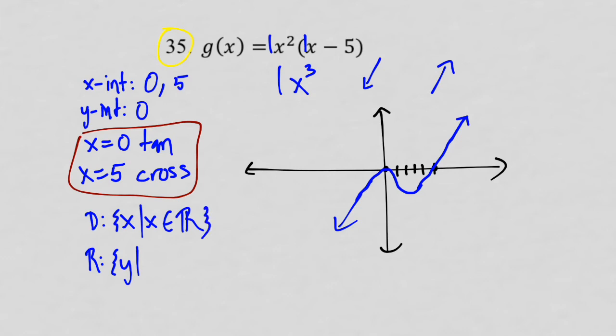And that's how we write all real numbers. Y, the range, same thing. It's going to keep going down forever, up forever. So y is also, the range is also all real numbers. Like that. And you're done.